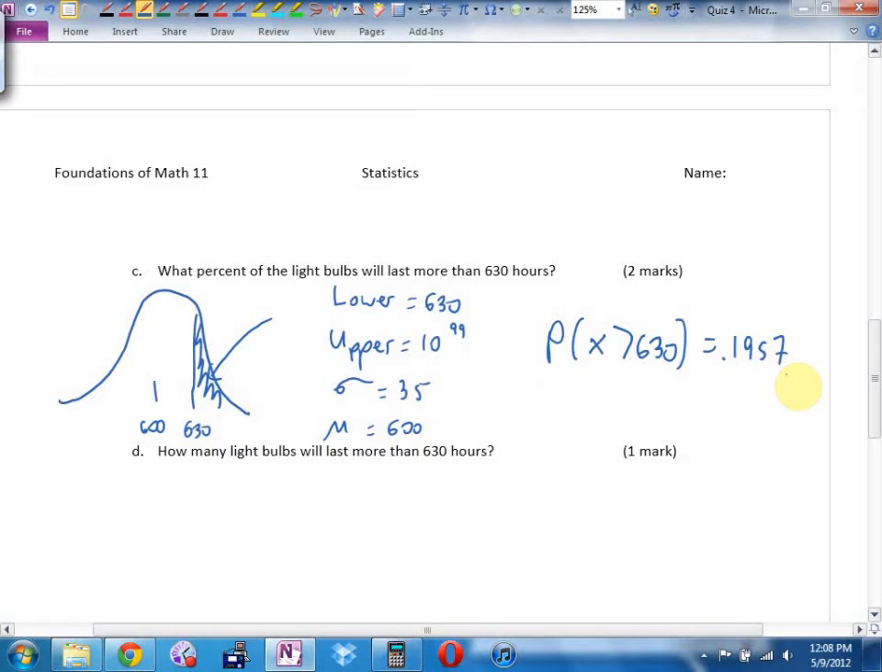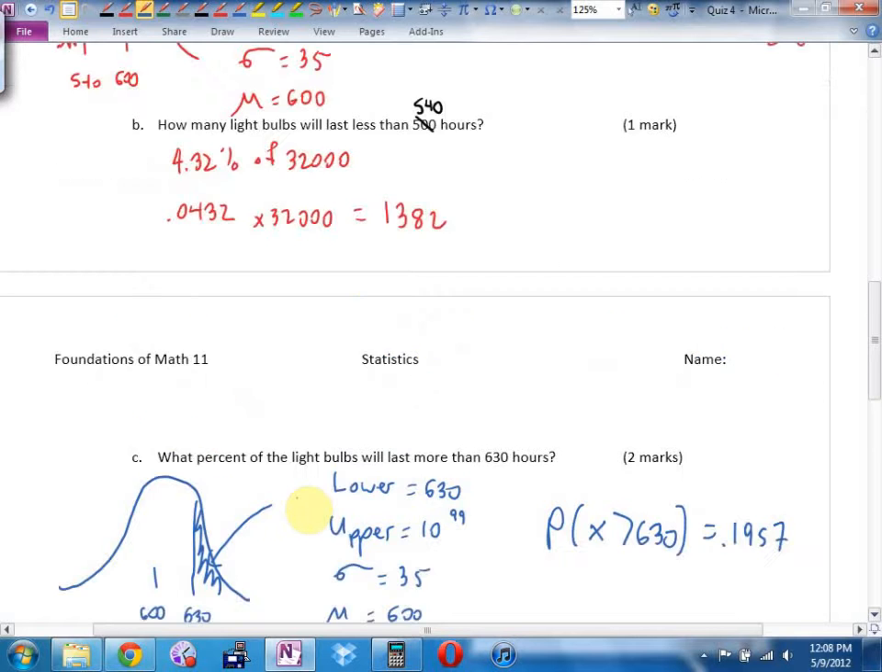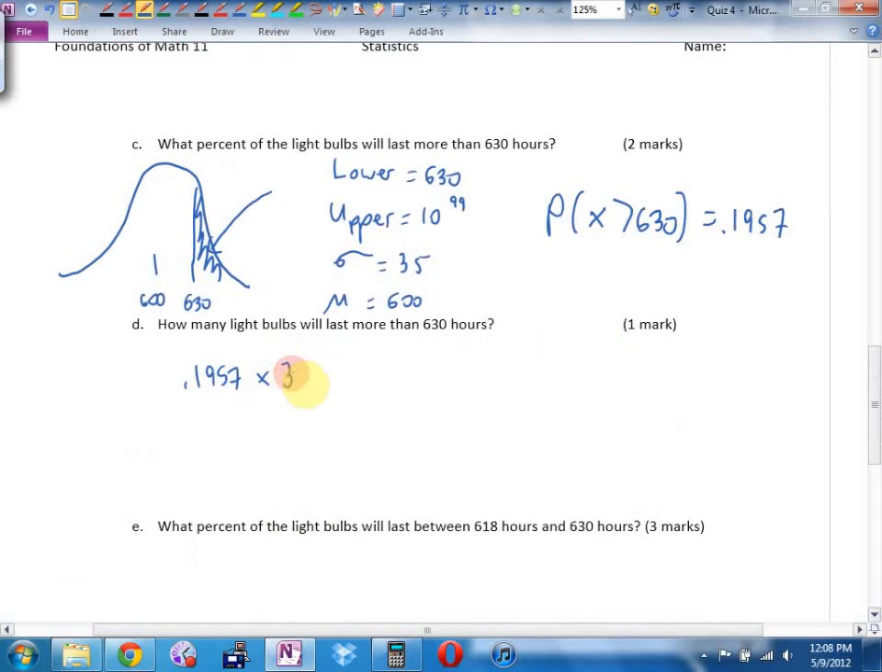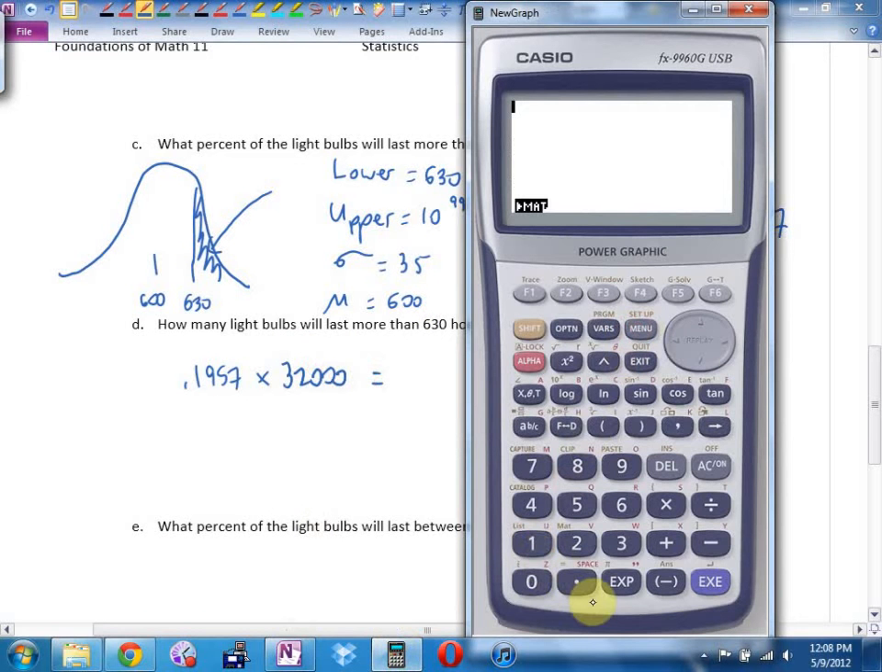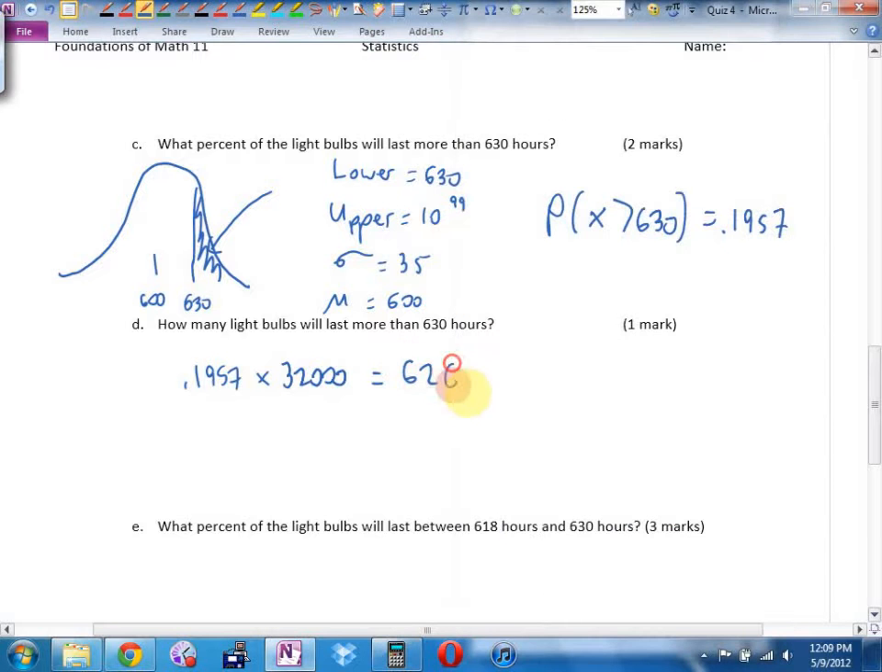How many light bulbs? Well, it's going to be 0.1957 times, how many bulbs was there? 32,000? 0.1957 times 32,000. 6,262? 6,264?